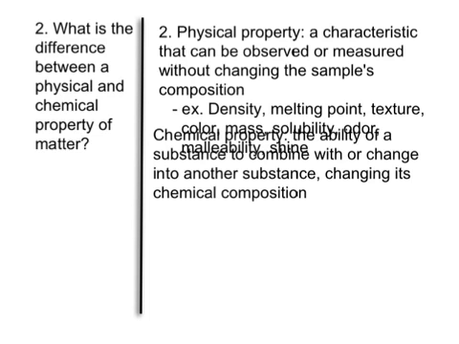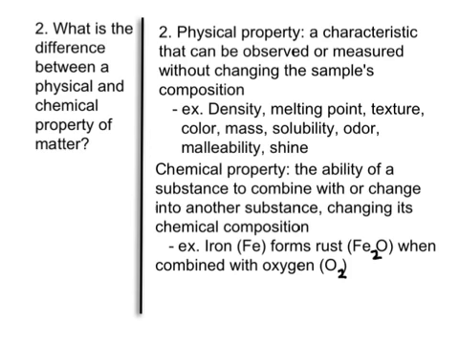So we're going to write down one more example of a chemical property. So this example is iron, which we'll learn the chemical formula of iron is Fe, forms rust, which is Fe2O, when combined with oxygen, and oxygen's chemical symbol is O2. Okay, so that's the chemical formula for rust. All right, so we've taken iron and we've changed it into rust by combining it with oxygen. Okay, so we're changing its chemical composition, so that is a chemical property.